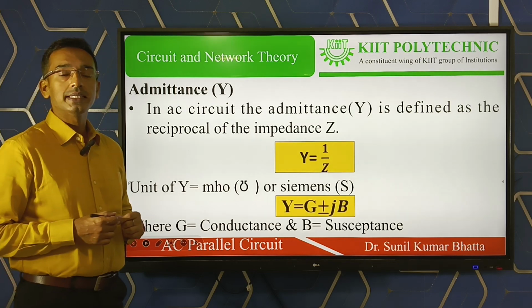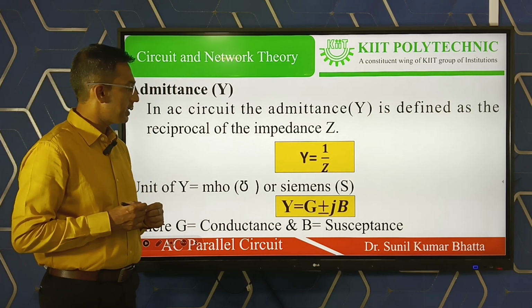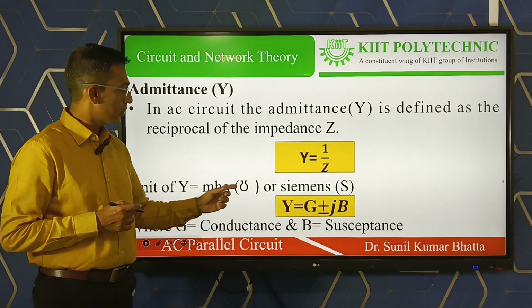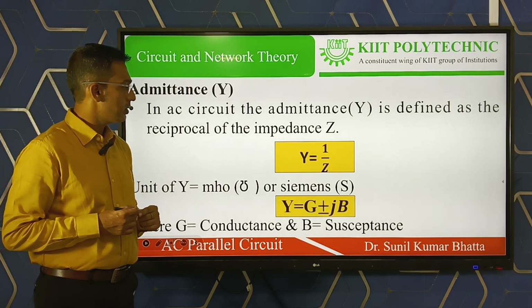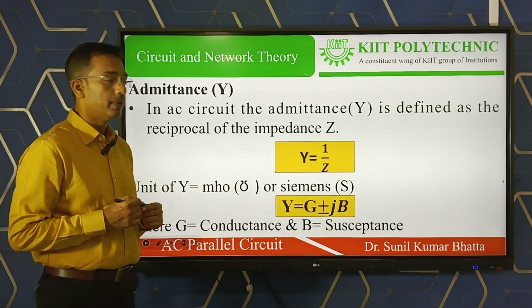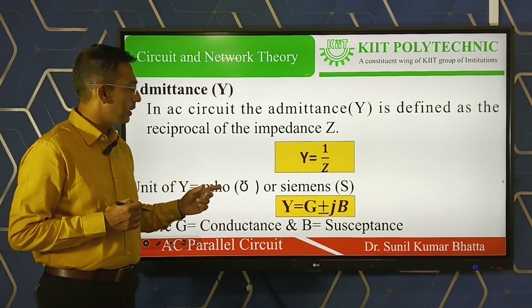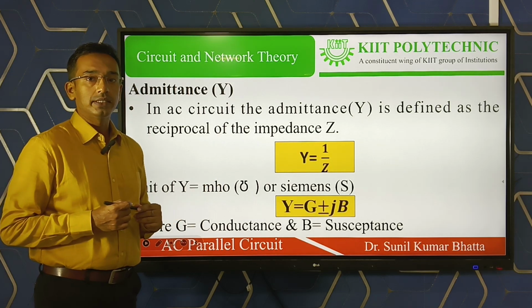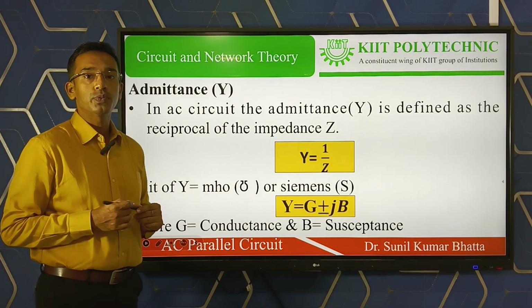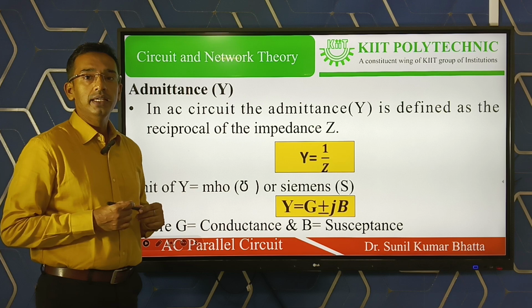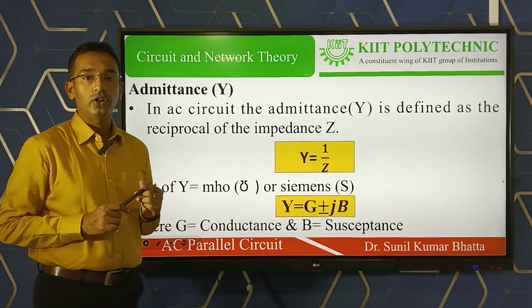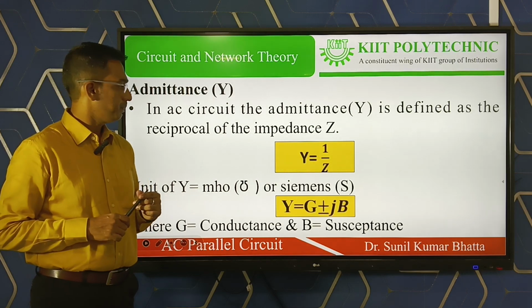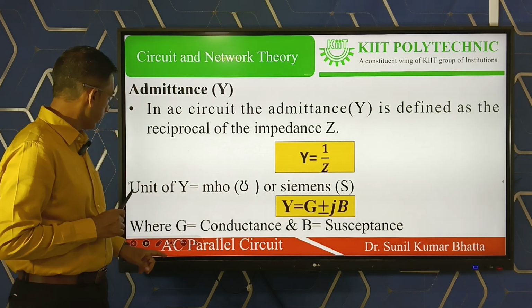Admittance has two components, G and B. That is why it is written Y equals G plus or minus jB. G is one component and B is the other. G stands for conductance, and B stands for susceptance. So admittance has two components: conductance and susceptance. Coming to the next slide.